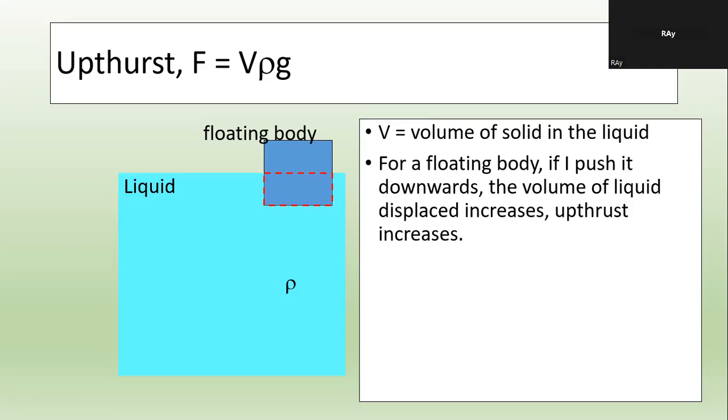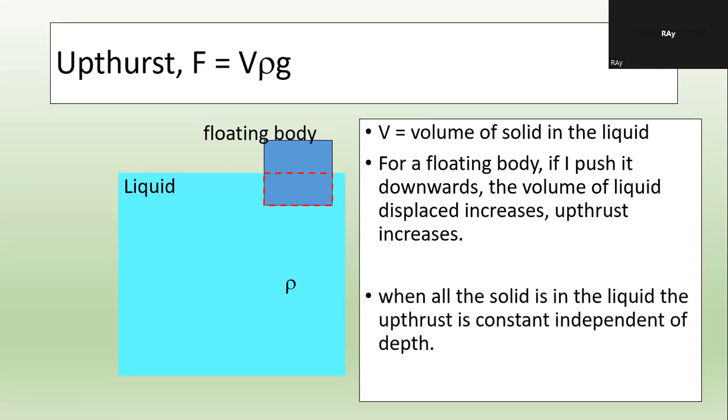For a floating body, if I push it downwards, the volume of liquid displaced increases, so upthrust increases. When all the solid is in the liquid, the upthrust is constant. If it's floating, the weight equals upthrust. If I push it further down, it will still increase until the body is completely inside the liquid. Then you keep on pushing it down, the upthrust is still the same. But when you let go, it will move upwards because it always wants to float. Upthrust is constant already once it's inside the liquid.